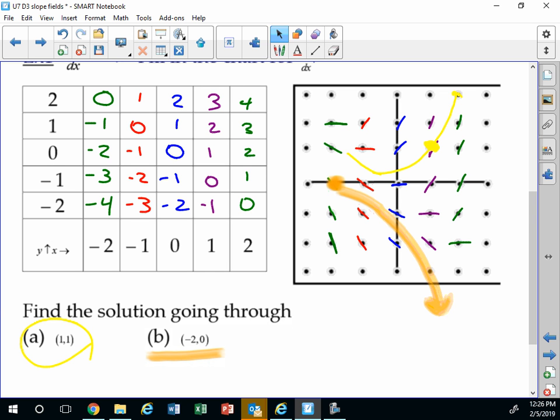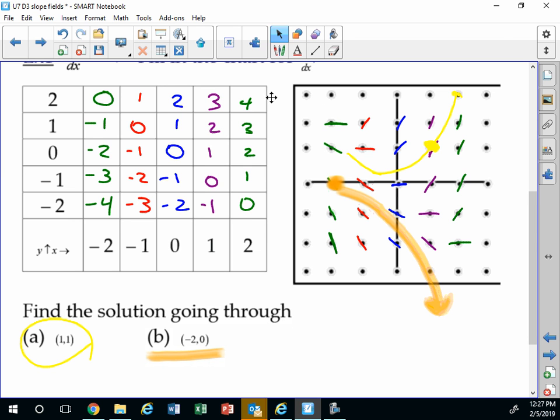The slope of the tangent line at 0, 1 is 1. The slope of the tangent line at 0, 0 is 0. The slope of the tangent line at 2, 0 is 2. The slope of the tangent line at -2 is -4. These are individual slopes of tangent lines at these particular points. Tiny individual slopes of tangent lines.